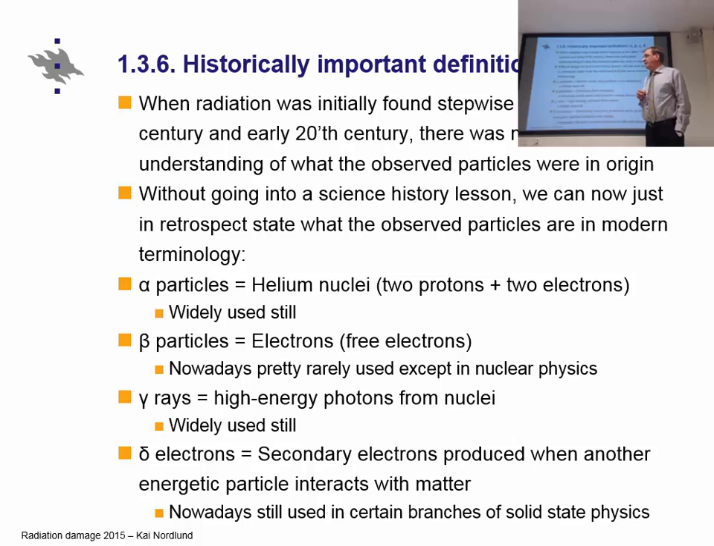And then the fourth one is delta electrons, or delta particles. And this means secondary electrons. So in principle, beta and delta are fundamentally the same. But when one talks about delta particles, one means secondary electrons which are produced when another energetic particle interacts with the matter. This is quite rarely used, but some branches of solid state physics still occasionally use this term, delta electrons or delta rays, although delta rays is quite misleading.